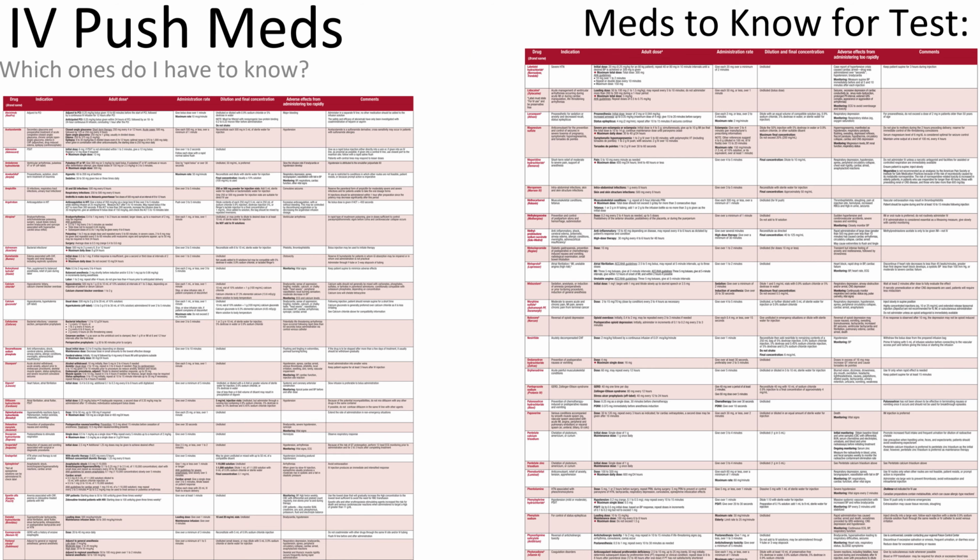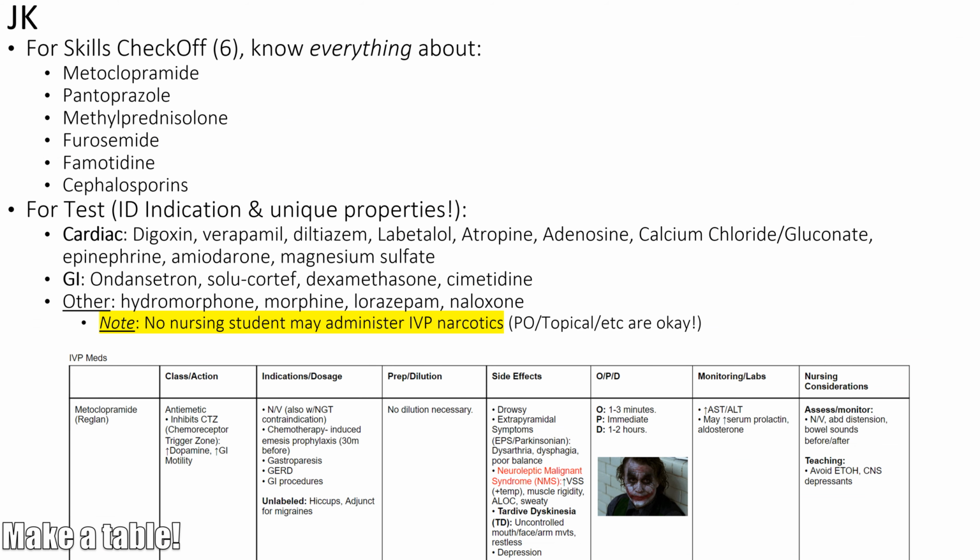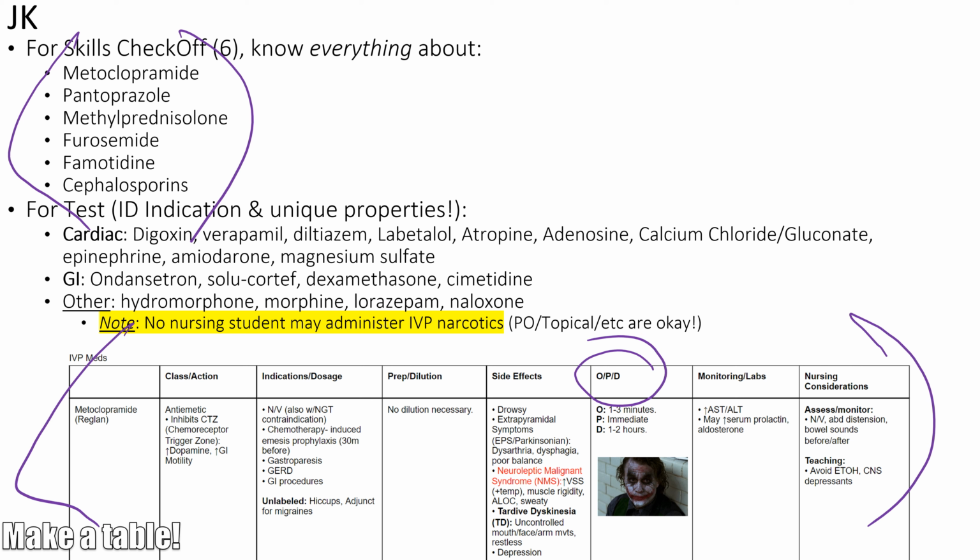So the IV push meds you have to know for the test. And these are the real ones. So you have to know these 6 right here. Those 6 are the big ones you've got to know inside and out. Try to make a table if you can. We've got to add in onset, peak, duration, right? We've got to know what we're going to monitor and what the nurse considerations are. I have a sample table you can take and adjust. Each of you can have a study group. You take 2 each. If you have a 3-person study group, split it as evenly as possible. That way you have something you've made and compiled from the different drug guides and different recommendations, right?